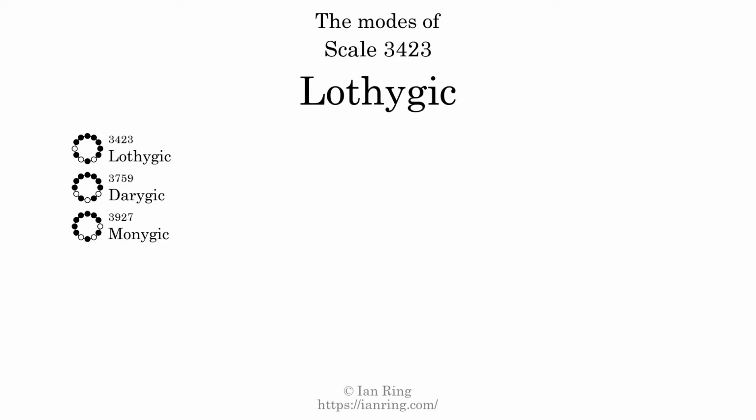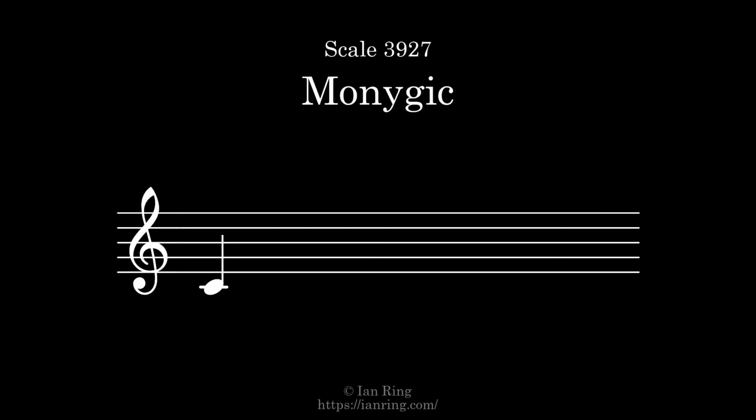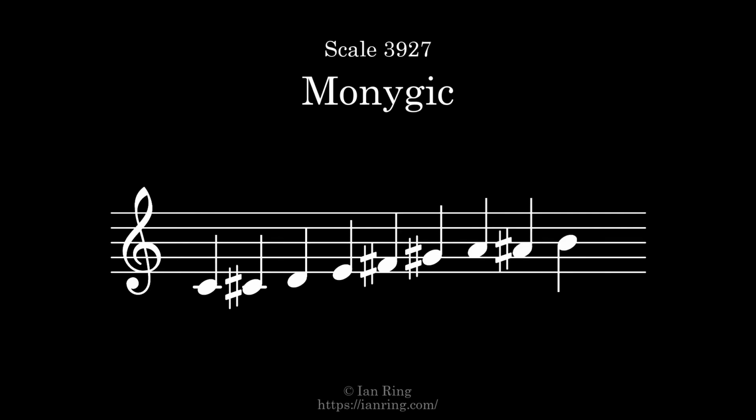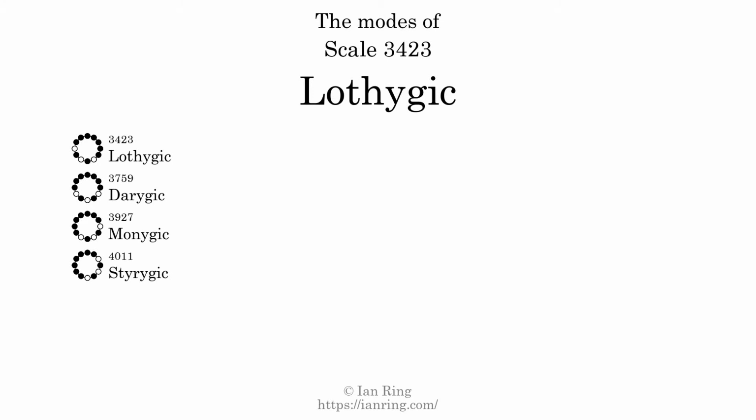The third mode is scale 3927, also known as Lothygic. It sounds like this. The fourth mode is scale 4011, also known as Theorejic. It sounds like this.